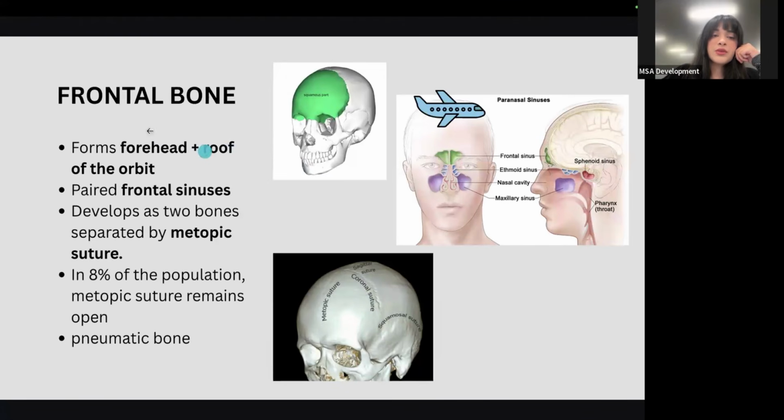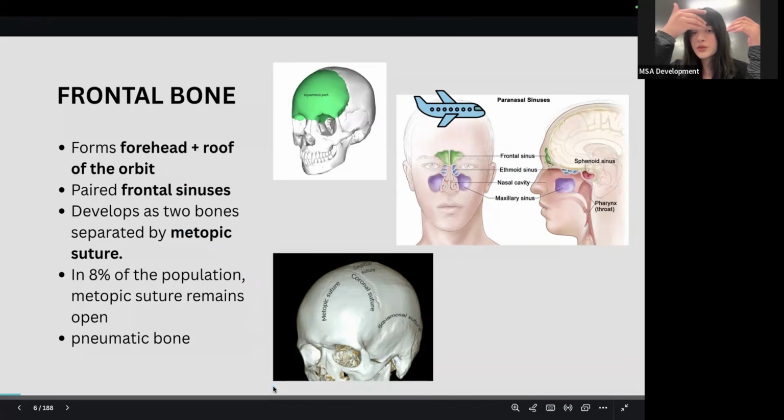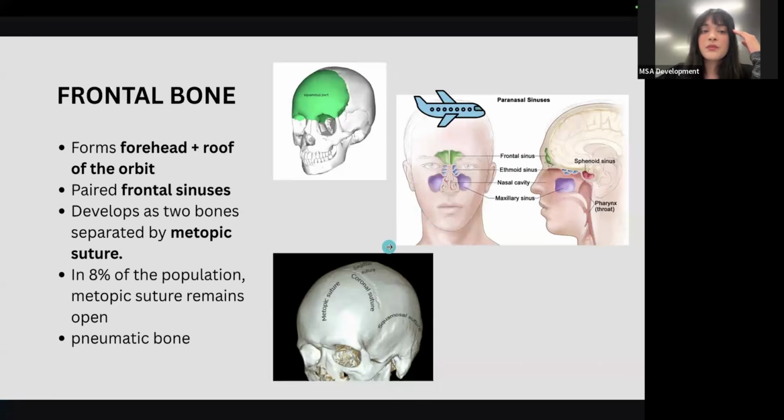All right, so then we move on to our very first bone, which is the frontal bone. So this forms the forehead and the roof of the orbit. So these are your orbits, so just the roof and the forehead. It has paired frontal sinuses. It develops as two bones separated by the metopic suture. So when the baby is born, there's a suture right in the middle of these two frontal bones. And as a baby grows, it fuses, right? So the metopic suture just fuses. It's not there anymore. But in 8% of the population, it remains open, and it's not a pathology. It's okay. It's just there in 8% of the population.